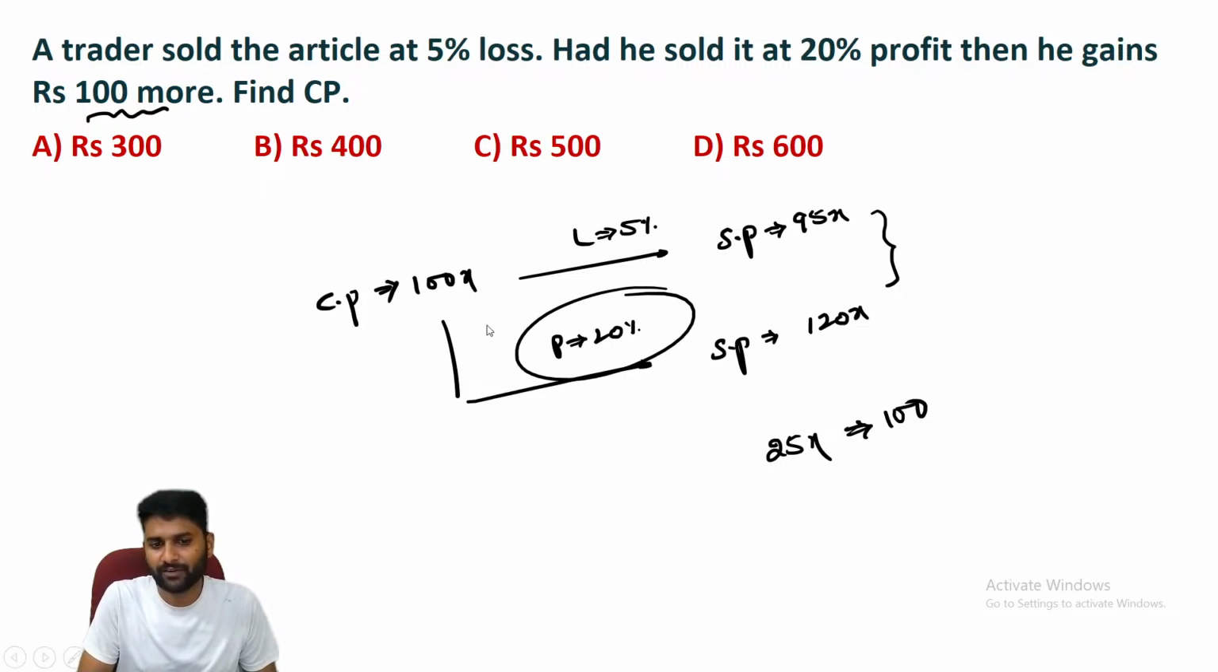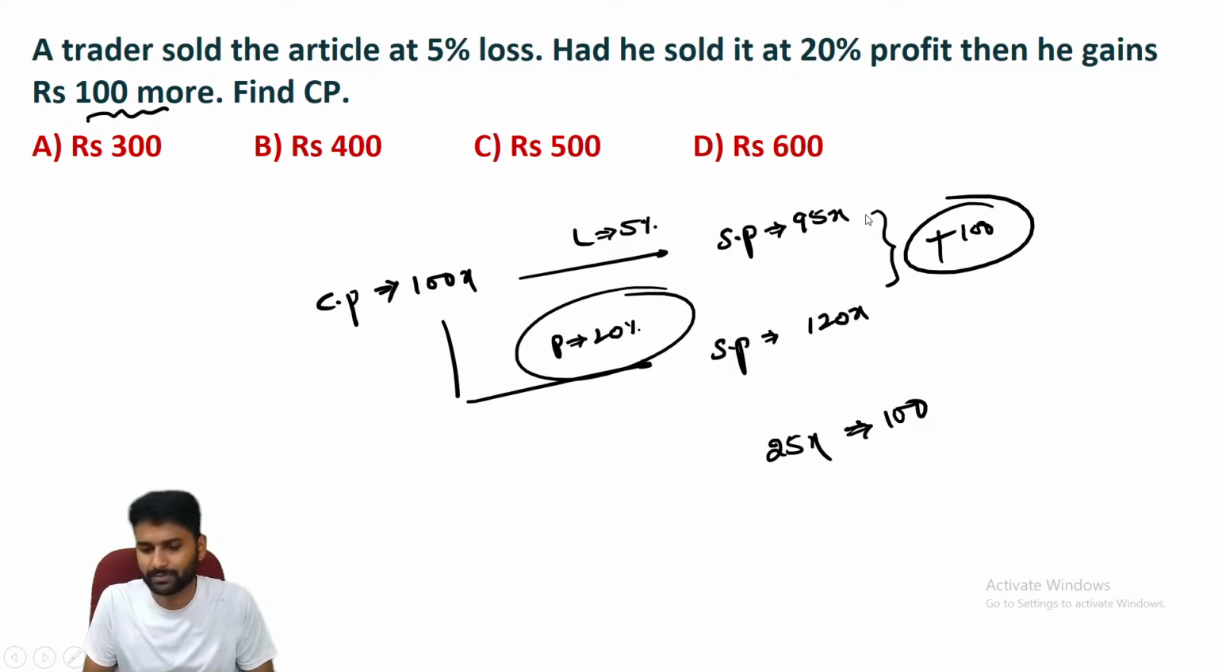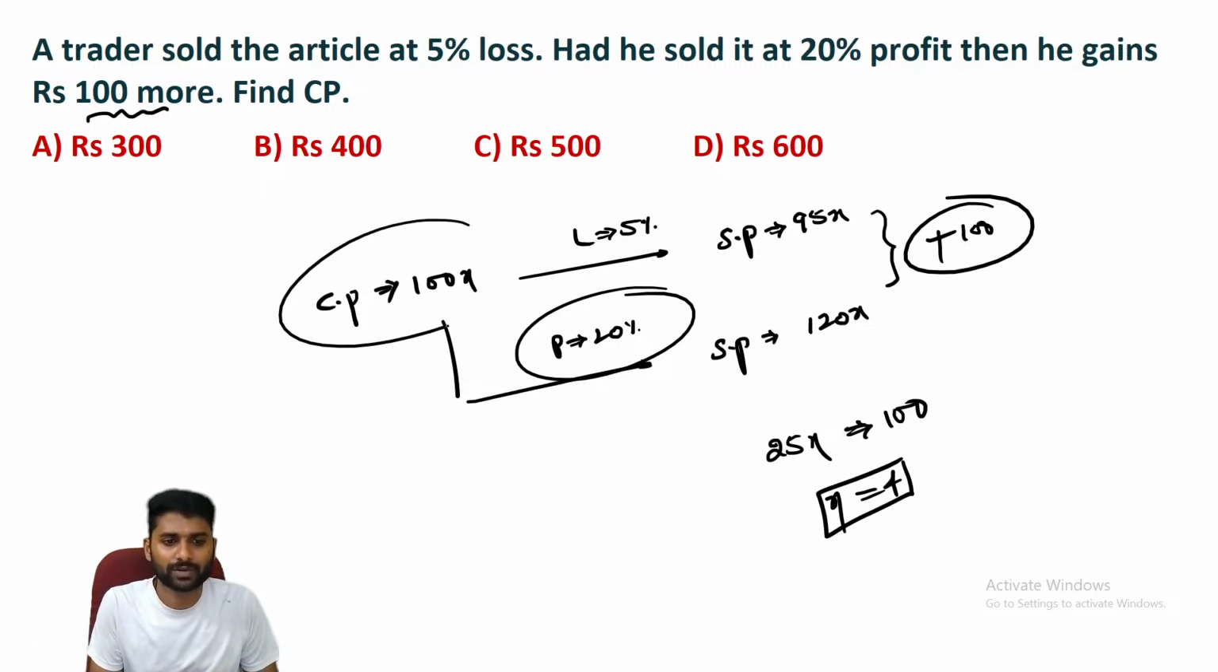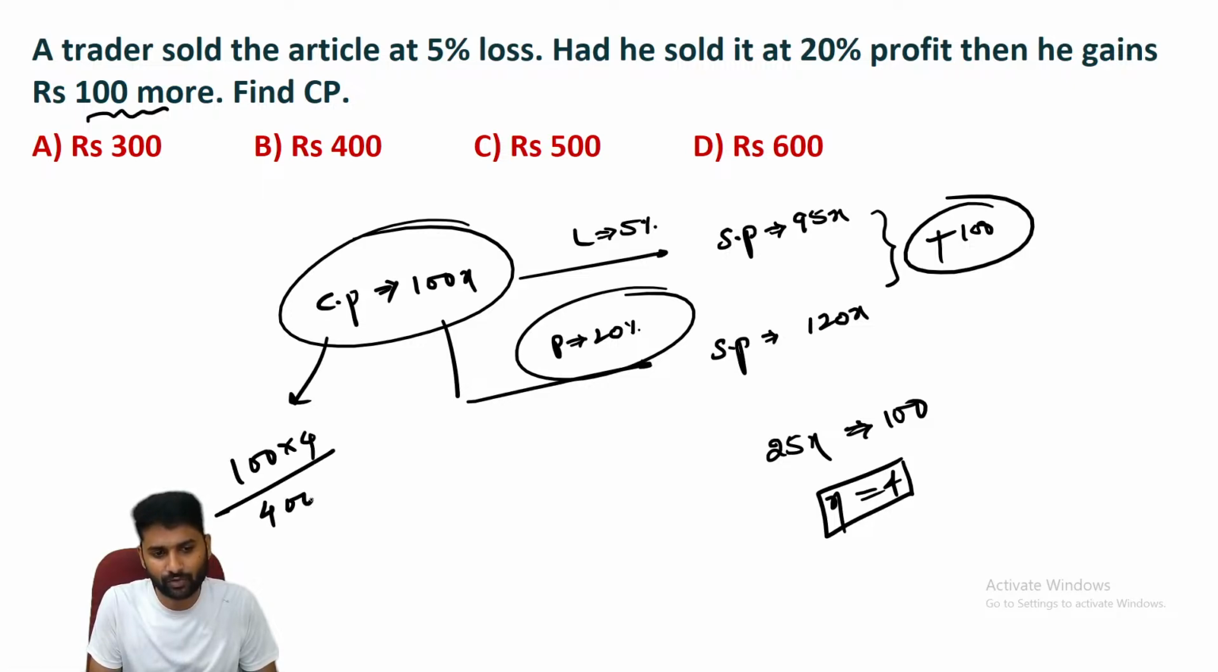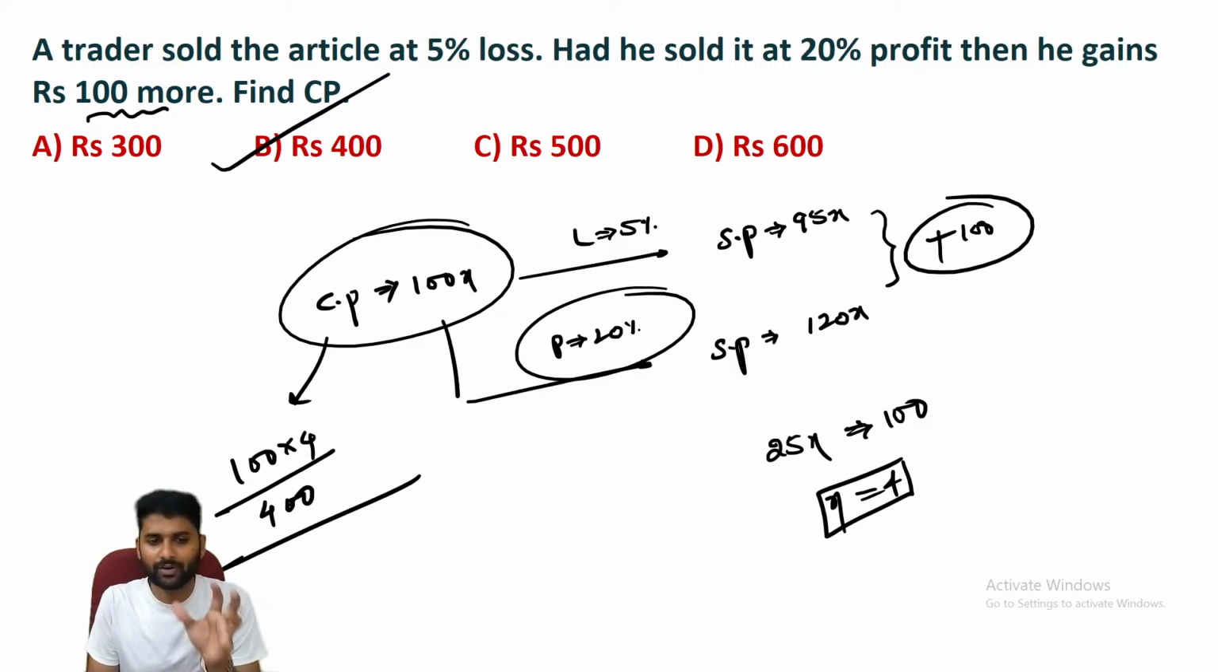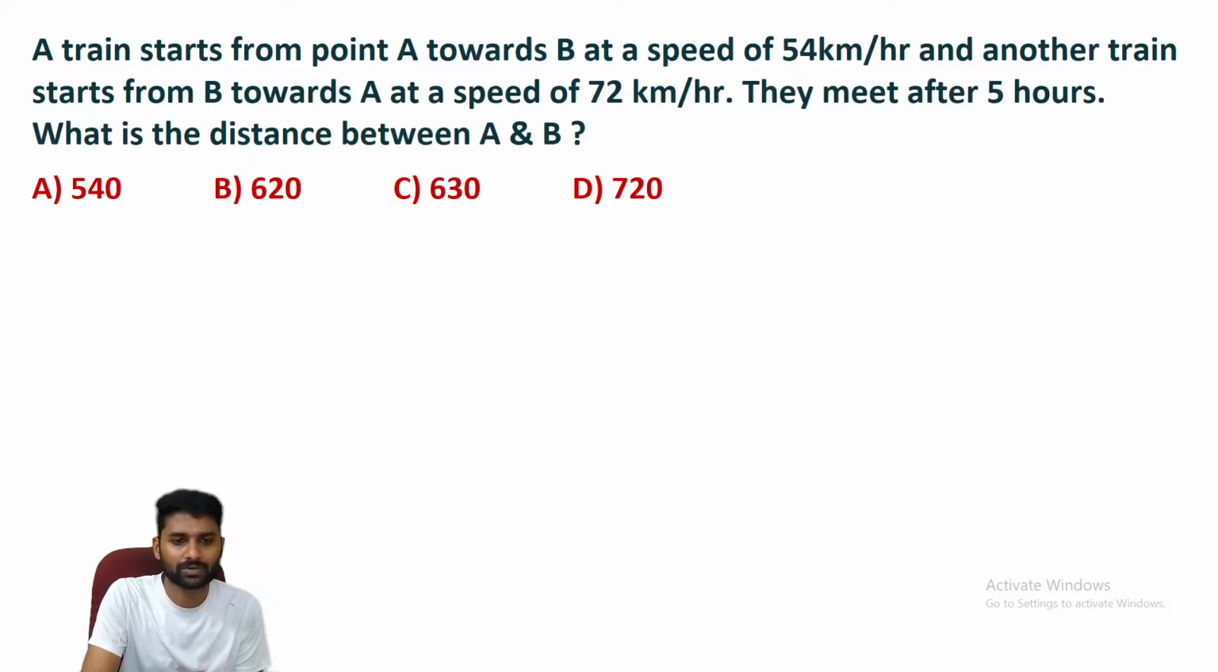Why? Because see, if the profit increases, that's why here there is an addition of 100 rupees in the selling price. Then you will get x is equal to 4. Find the cost price. The cost price is 100x. If 100 is multiplied with 4, then it becomes 400. So carefully see how I am taking the values and applying the concept.